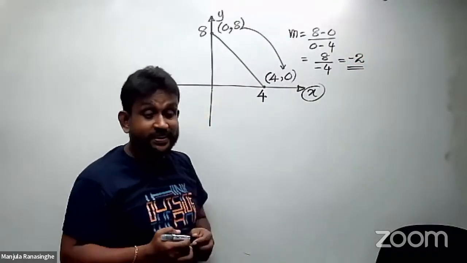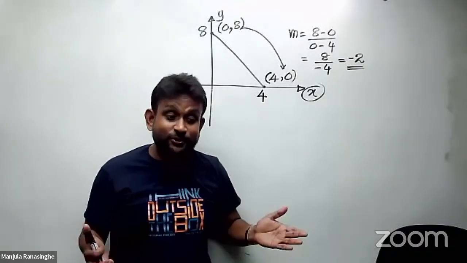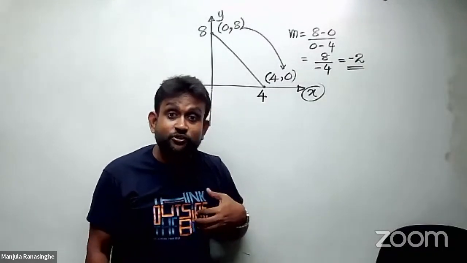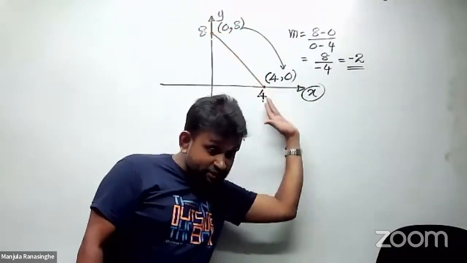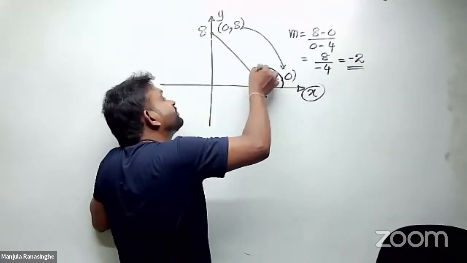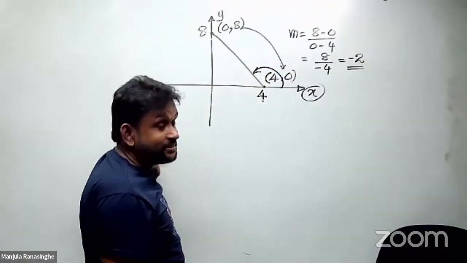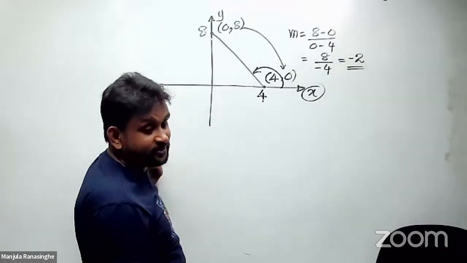Negative 2. Some have given the positive answer, but once you get the answer, you have to feel that it cannot be. Why? The graph shape, see there. The graph's inclination with the x-axis is obtuse. Obtuse means the gradient must be negative, right?